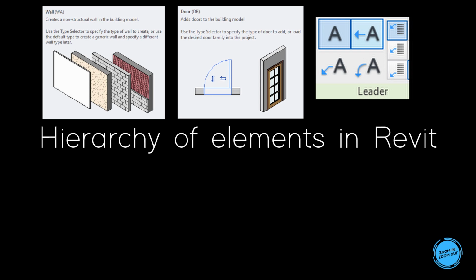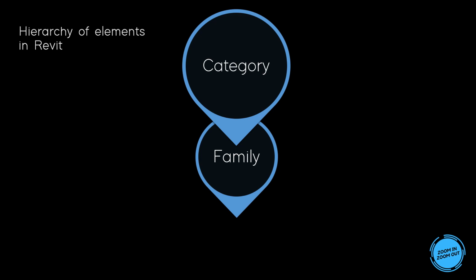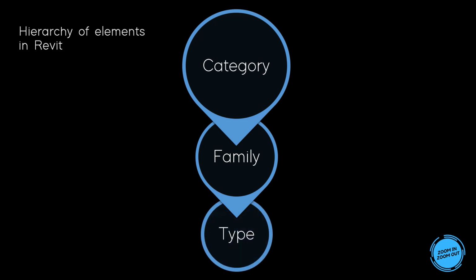To understand Revit family, we must also understand the hierarchy in which all elements in Revit are structured. By elements, I mean everything including walls, doors, text, dimensions, grids, titles, pretty much everything that you see on the screen when you open up Revit. At the top of the pile, we have category, then we have family, and at the bottom, we have type. So let's start with category.